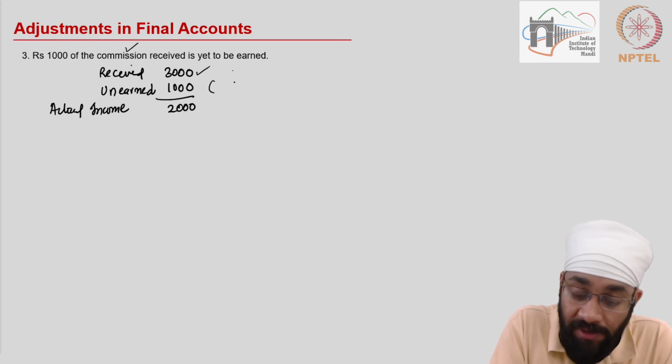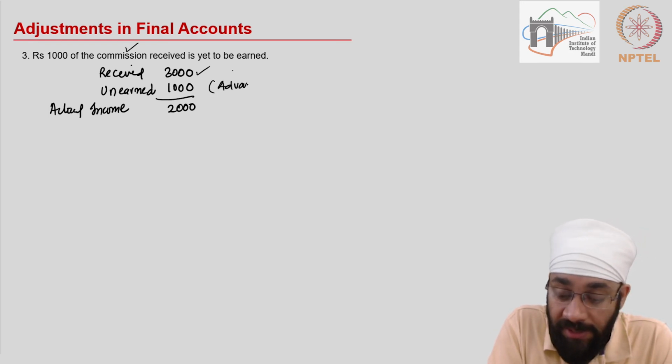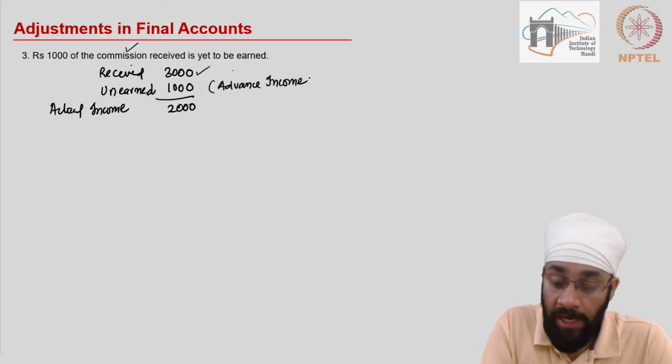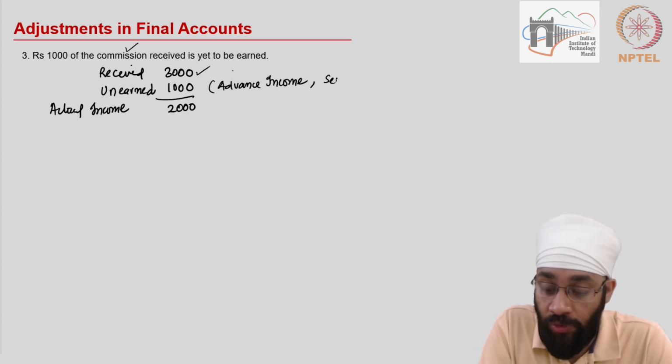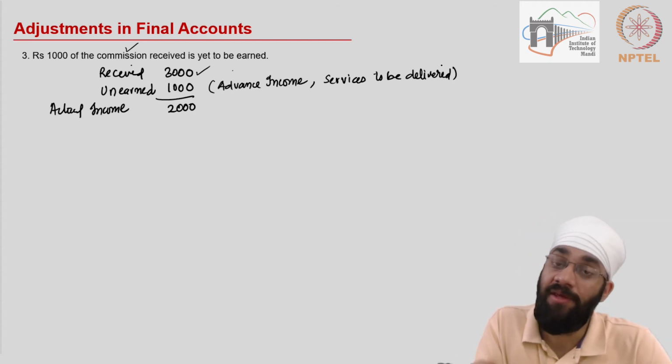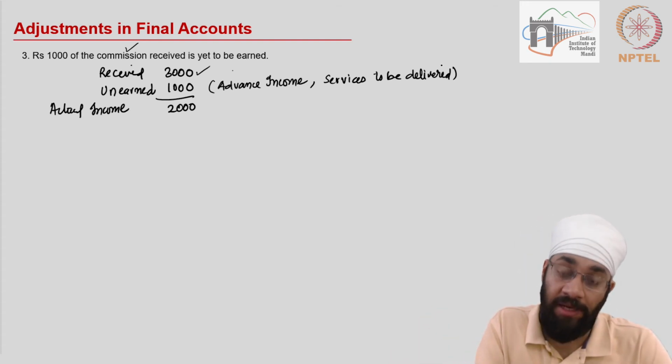So unearned also can mean that this is an advance income which has been given to you. Okay, and you have the services or goods to be delivered, and if you don't do that, then the other party has a claim on the business.